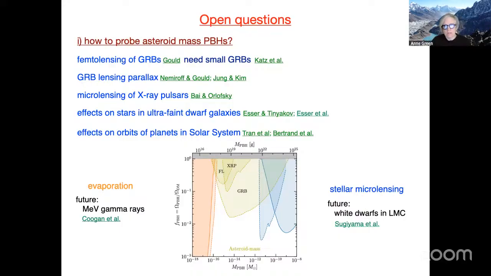Microlensing of X-ray pulsars, that would be another way of getting around the wavelength issues. And then an area that there's been a lot of more recent interest in is the effects of primordial black holes on stars, in particular in ultra-faint dwarf galaxies. And then also people have been looking at their effects on the orbits of planets in the solar system.